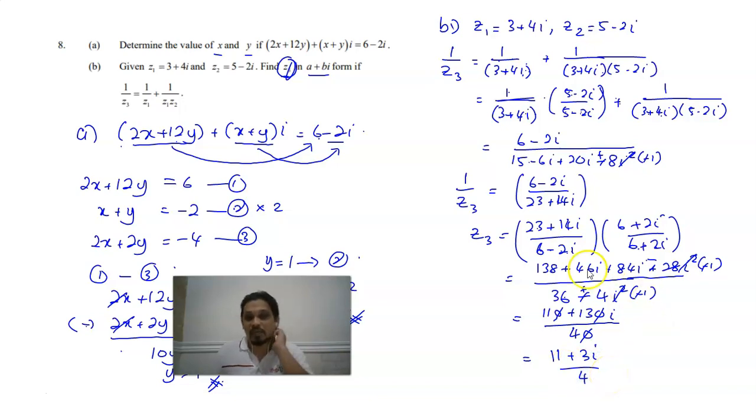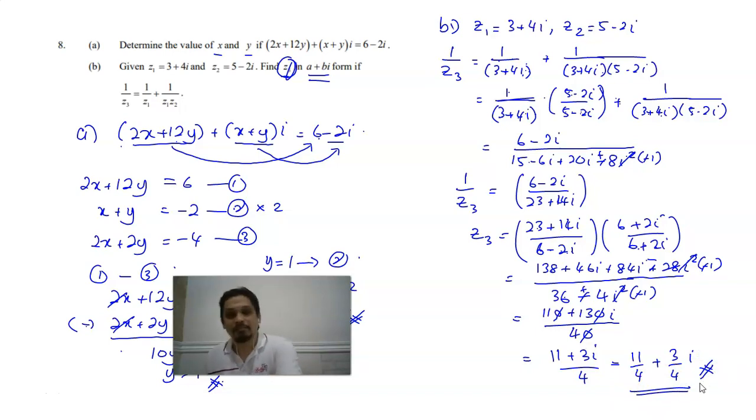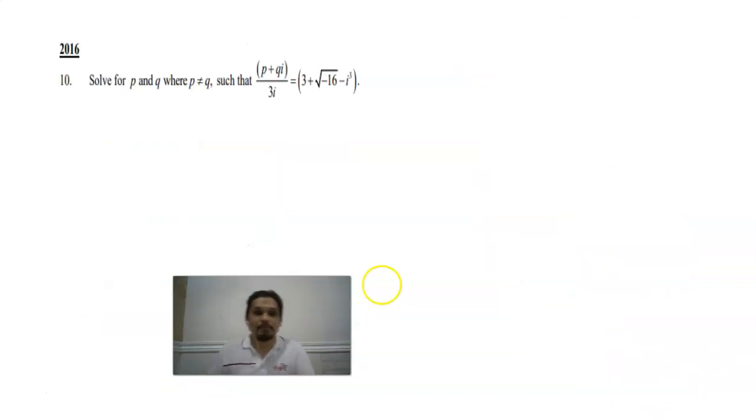And don't forget that we want it in the form of a plus bi. So this is not the final answer yet. It is 11 over 4 plus 13 over 4i. This is in the form of a plus bi. Okay.